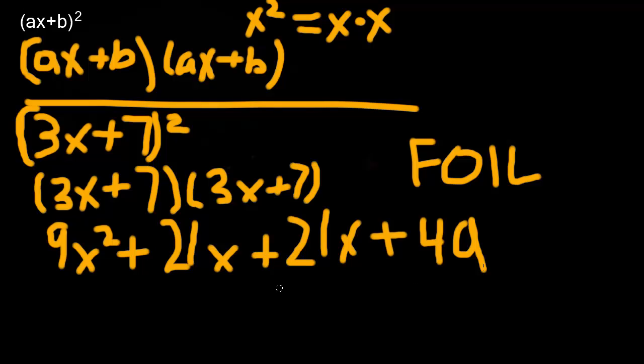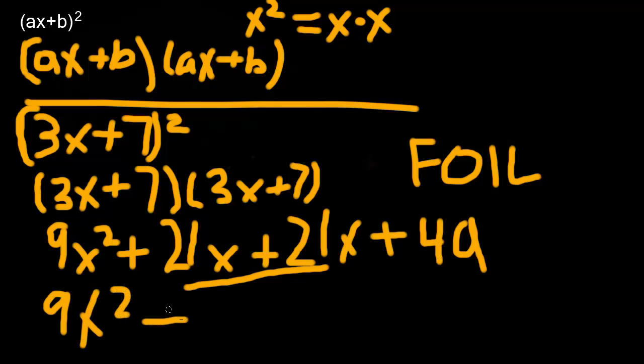And when you join that, you can join these two again. And yeah, I'll just write down here 9x squared plus 42x plus 49. Oh, how's lag?